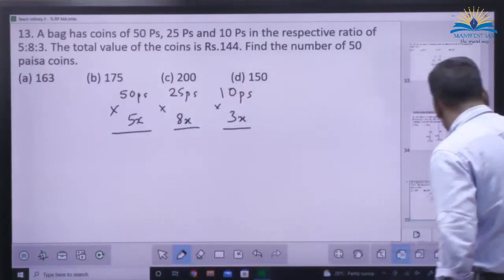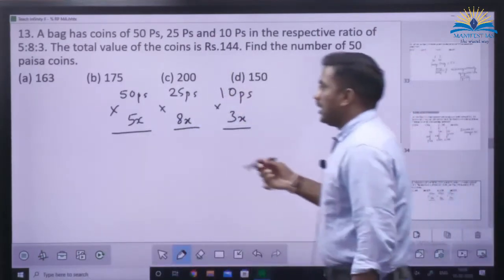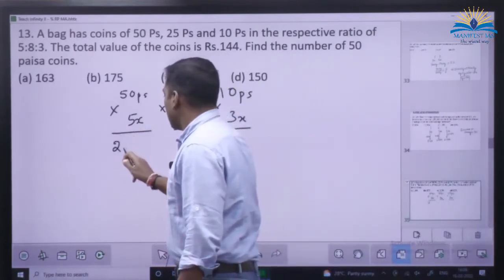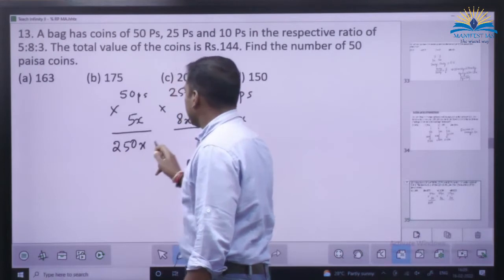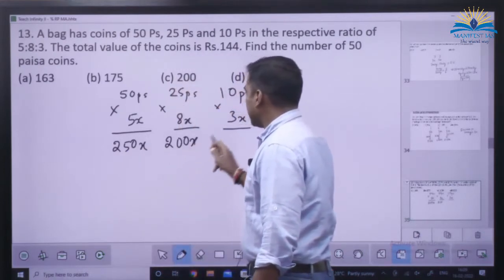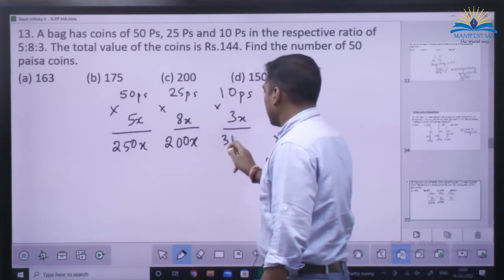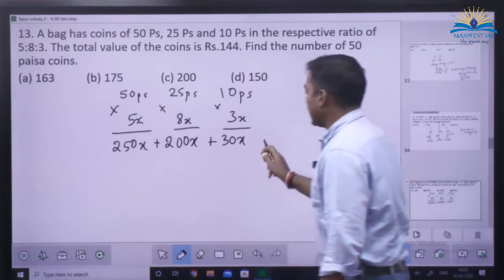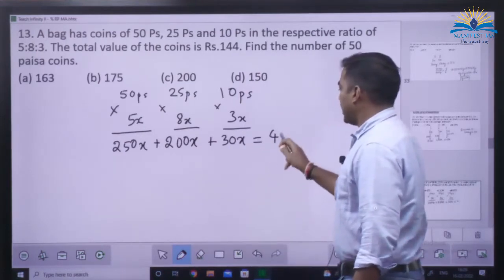What is the value? Here 50 into 5x, that is 250x. Here 25 into 8, 200x. Here 10 into 3. Add all of them, you will get 480x paisas.